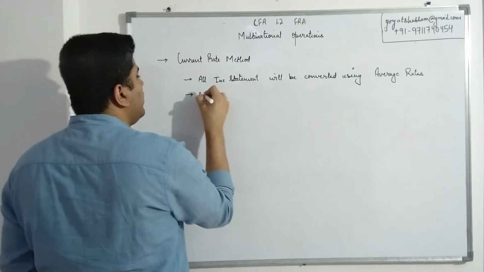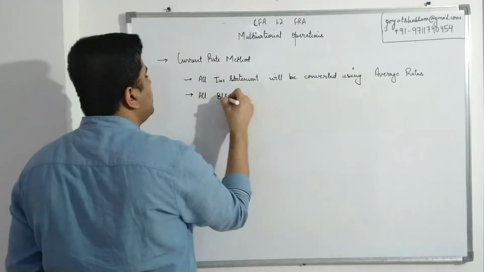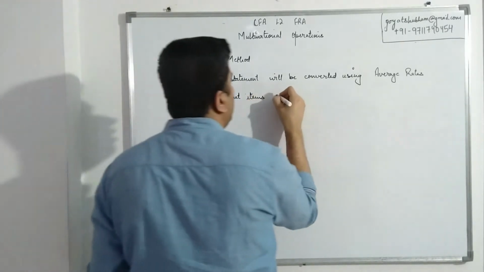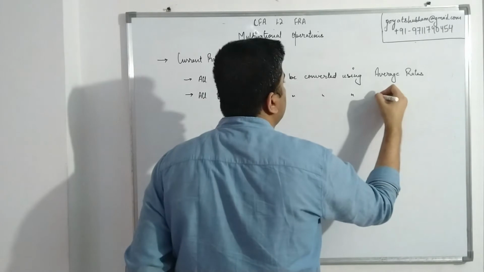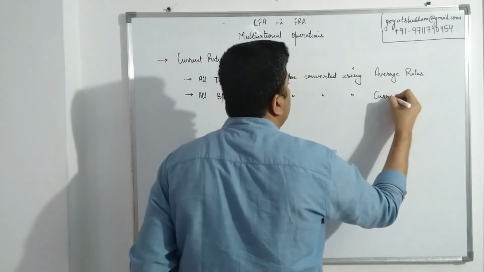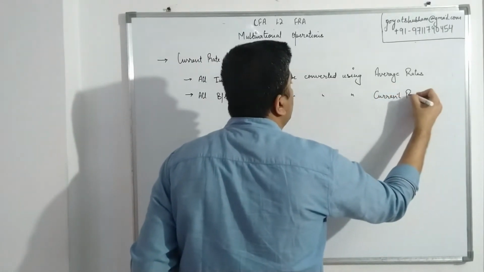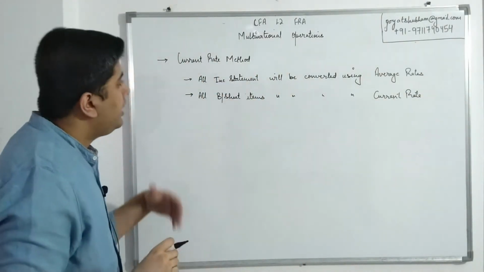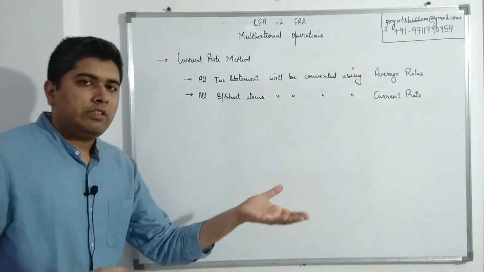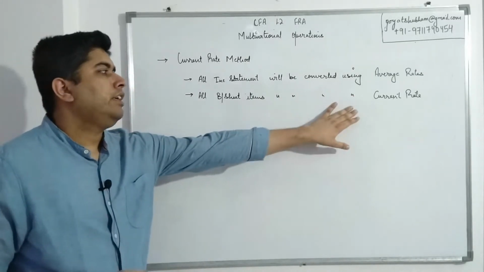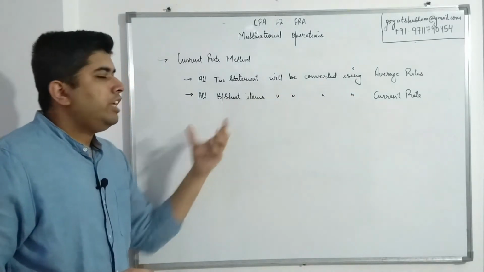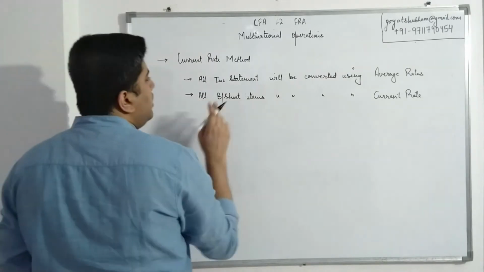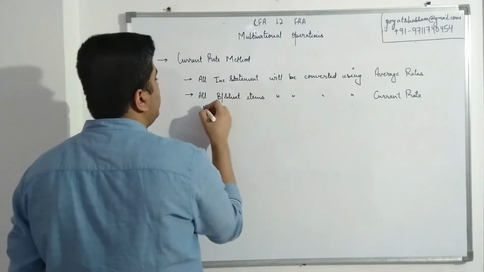Then the second rule is that all balance sheet items will be converted using current rate, which means whatever the exchange rate is on the date of making the conversion, on the date of restating my financials into a different currency, on that date, whatever the exchange rate is, we'll use that rate to change the value of all balance sheet items. Now, this second rule has an exception.